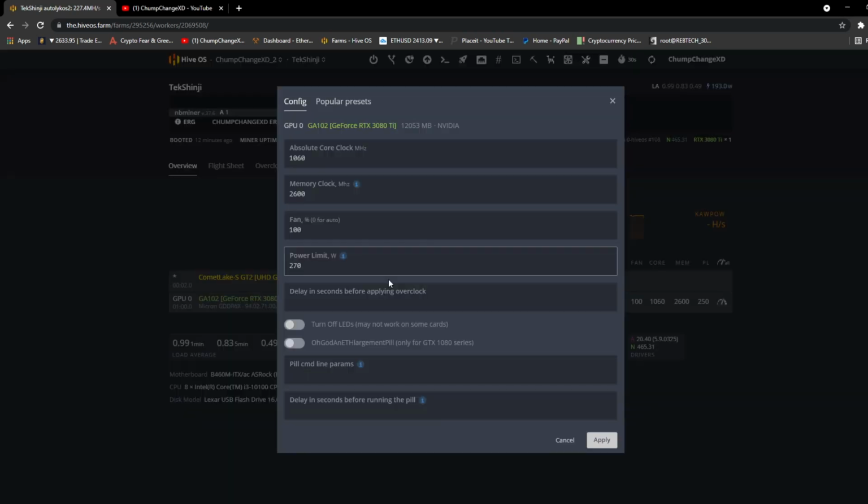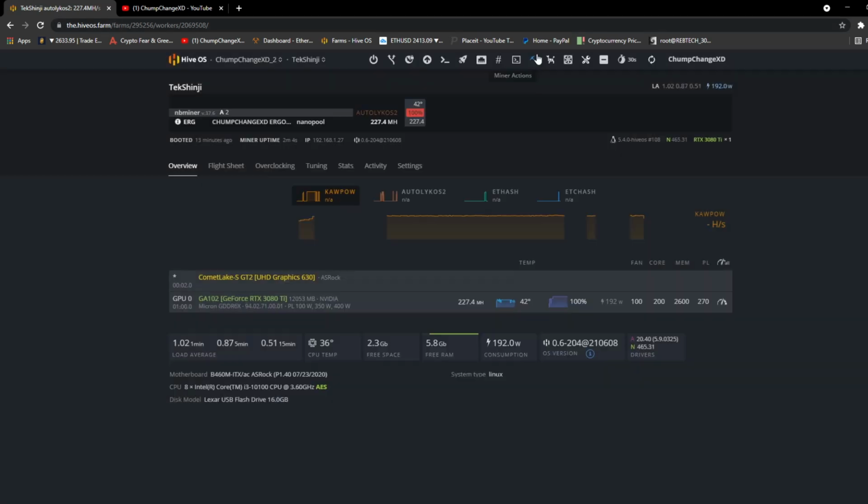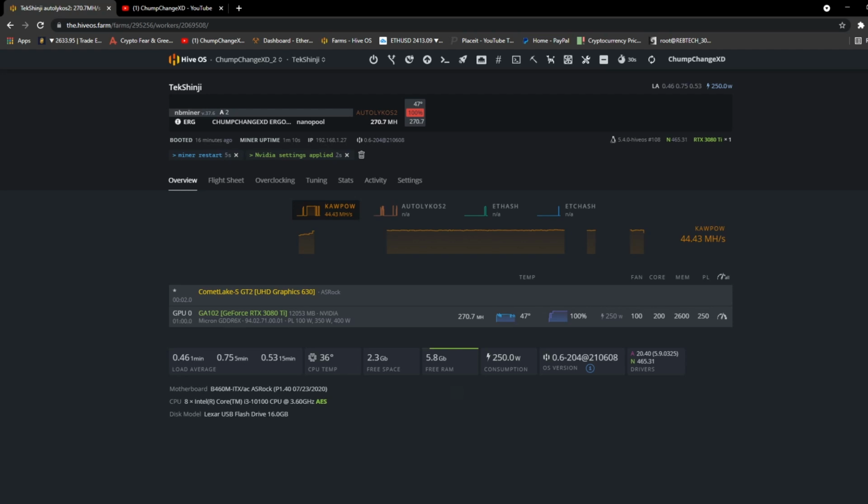So let's ramp this up to not so efficient settings. Down here in the power limit, we're going to put it to 270. The memory clock, we're going to leave at 2600. And the core, we're just going to put plus 200. We'll apply that. And we're going to restart the miner. All right, so here we are with a little bit less efficient settings. As you can see, we are 250 watts in the software. We're adding about 50 extra watts at the wall. So it brings you right around 300 watts total. The only thing we changed here was the core clock to 200 instead of being the absolute core clock at 1060. Memory is still at 2600 and the power limit is still at 250. As you can see, we're at 270.7 mega hash.